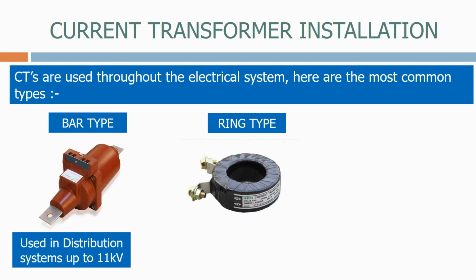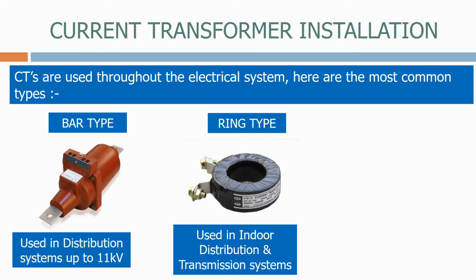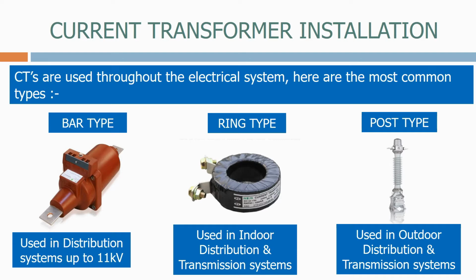Next, we have the ring type. These slip over the bus bar or cable being measured. These are used in indoor distribution and transmission systems. Finally, we have the post type. These are used in outdoor distribution and transmission systems.